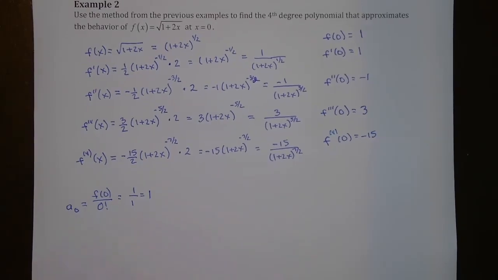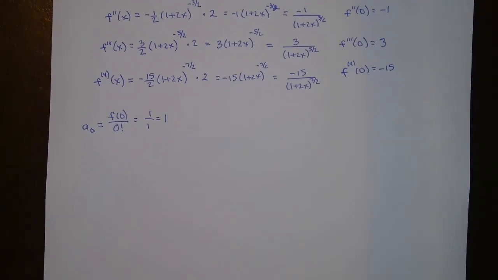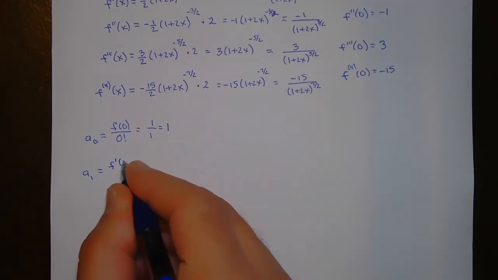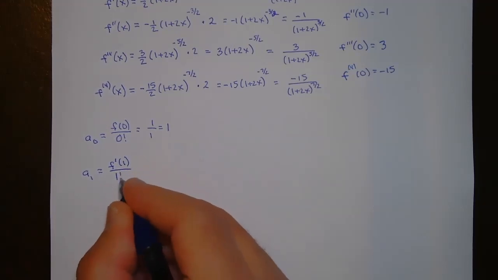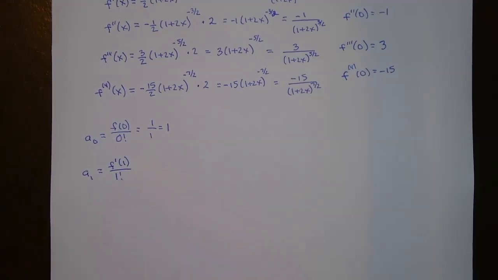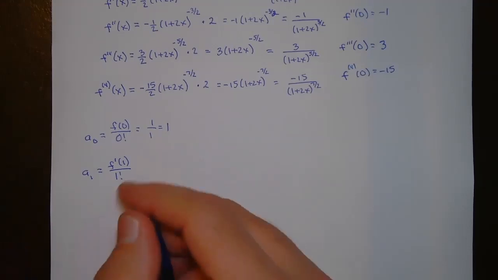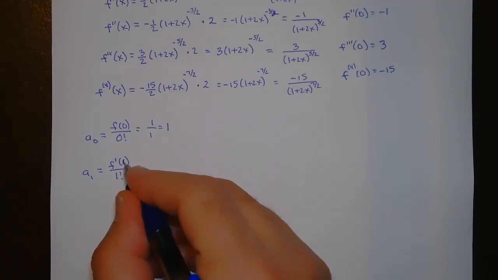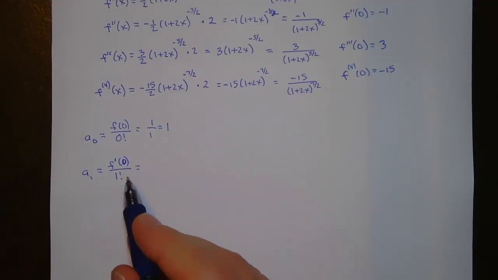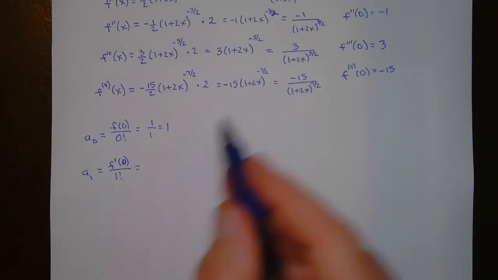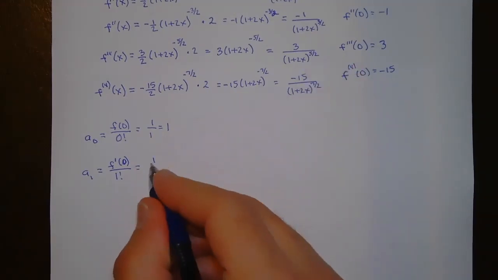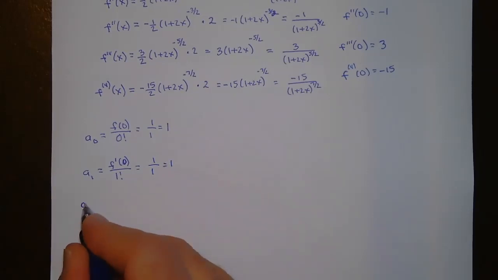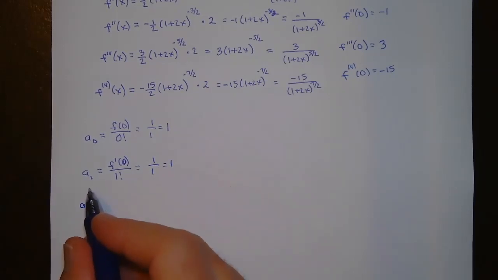Okay, so now I'm going to do a sub 1. All right, a sub 1 is equal to f prime of 0 over 1 factorial. Hopefully this is coming, like I'm doing this so much that it's like, okay, I finally get it. F prime of 0 from above was 1, over 1 factorial, which is 1. So that's also 1. And that's going to be my coefficient for my x term.